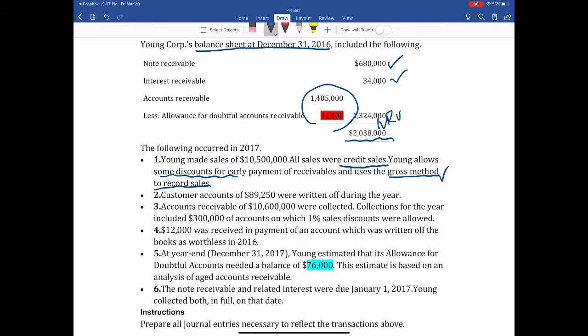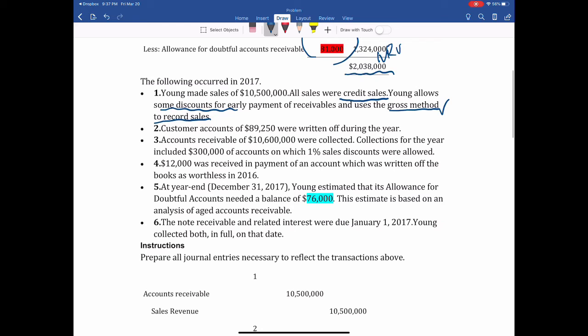The first one is very simple. We just recognize the credit sale. So the journal entry for the credit sale is we debit accounts receivable and credit sales revenue. Okay, so if it is a cash sale, we know we are going to debit cash, right? But here, the $10,500,000 are all credit sales.